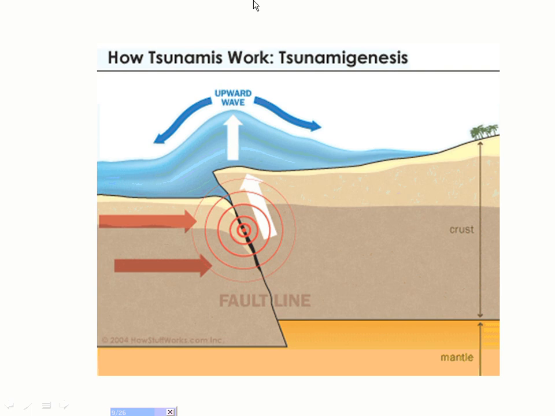When one plate goes underneath the other plate, the lifting up of the top plate is going to displace water, and by doing that, it's going to make a large wave. And that wave is going to build and build and build until it gets to a shoreline, and it could potentially cause lots of damage to a lot of islands in the Pacific Ocean.